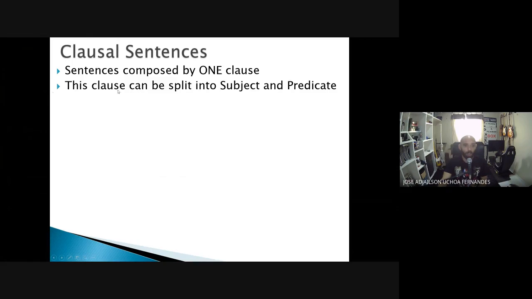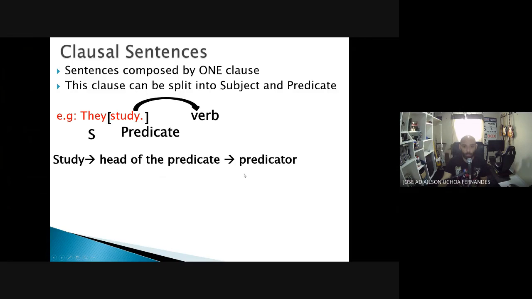Sorry about that. So clausal sentences are the most basic kind of sentences. They are made up of only one clause, okay? And this clause can be split into subject and predicate, as we have seen in "they study," in which "study" is the predicate and "they" is the subject. This is nothing new, okay? Now, "study" is the verb, which is the head of the predicate. Every time we have a one word predicate, this is always a verb, and this is always the predicator. This is the simplest kind of clause.